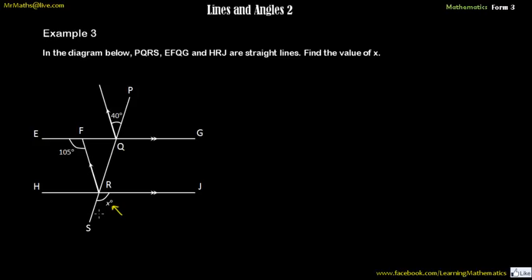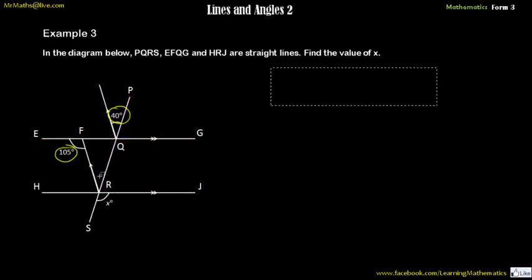Let's take a look at the line EFQG, which is this, and then HRJ, which is this. These two lines are parallel. Okay, it's being shown by a double arrow over here. And another pair of parallel lines is FR and this line over here. These two lines are also parallel. And then we have line PS, which is a transversal. PQRS is a transversal.